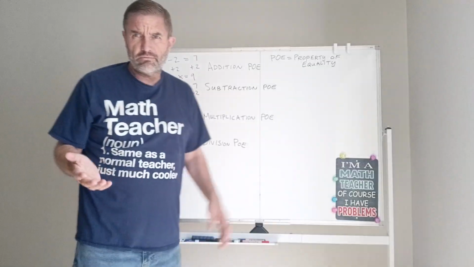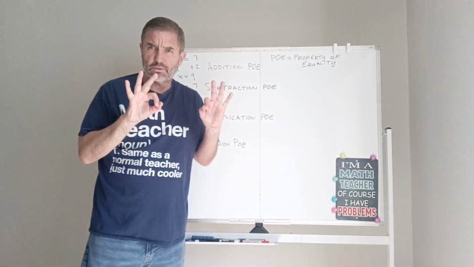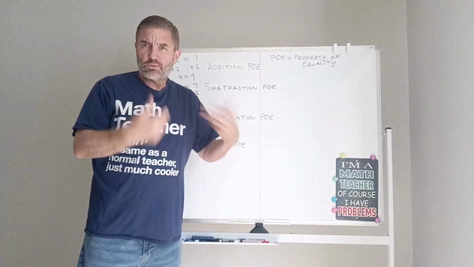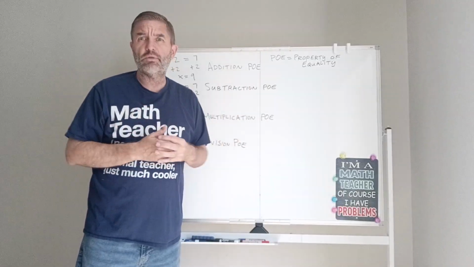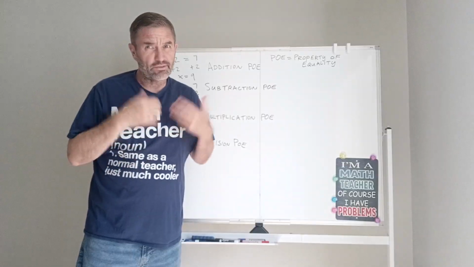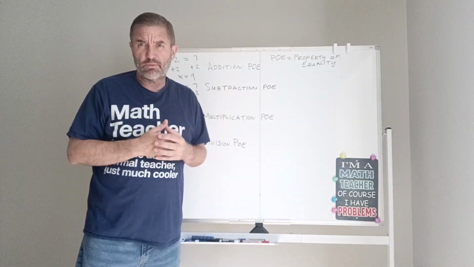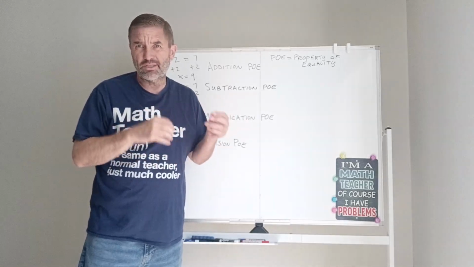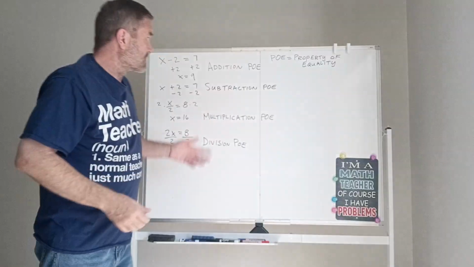And you can try this for yourself, do a little exercise. Start with 3 equals 3 and add the same number to both sides. You're going to get the same number. Subtract the same number from both sides, still the same number. Multiply both sides by the same number, still the same number. Divide both sides by the same number, still the same number.